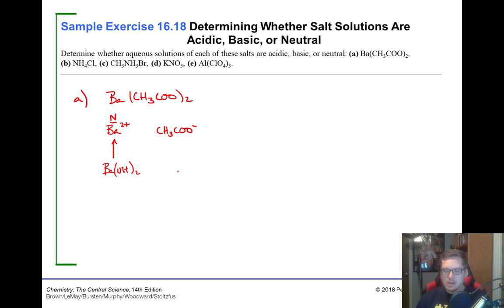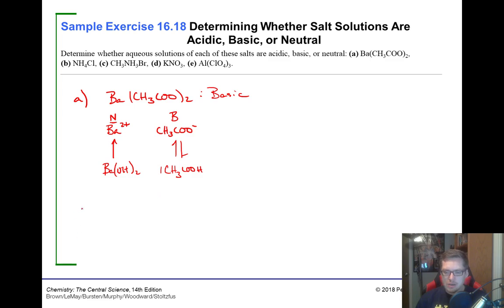Now the acetate here, that had to have come from acetic acid. So we get CH3COOH. All right, now this is a weak acid and a weak base, so this would have had to go both directions. So because this can go both directions, that means our acetate can act like a base and steal hydrogens from the solution. So this solution would be basic, so this guy is basic overall.